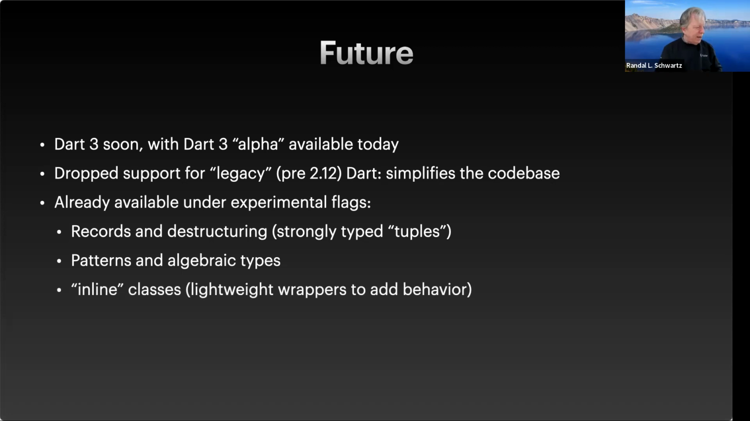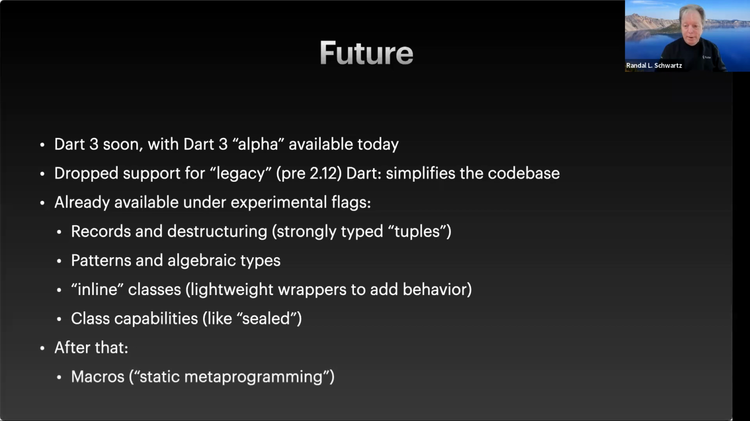Inline classes, class capabilities like sealed, so you can declare that a class can't have additional methods, things like that, so it can be locked down. And after that, we're finally going to get macros.